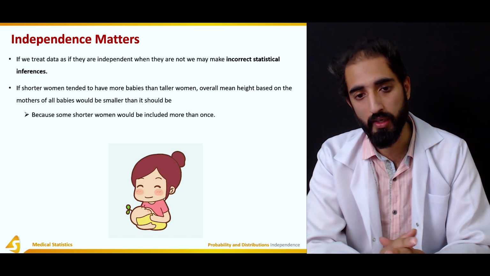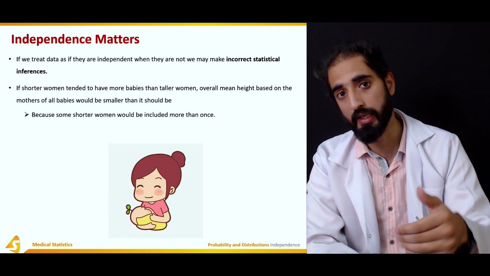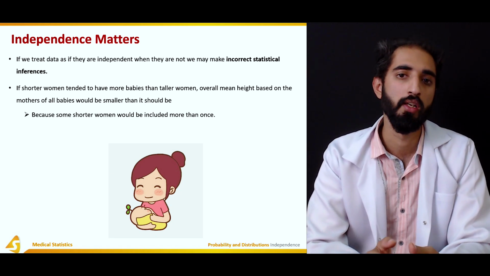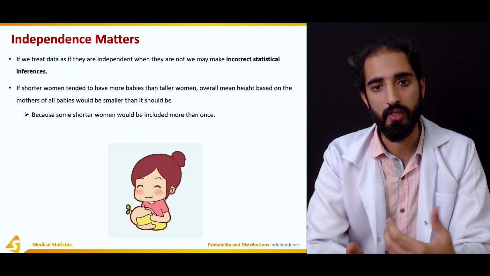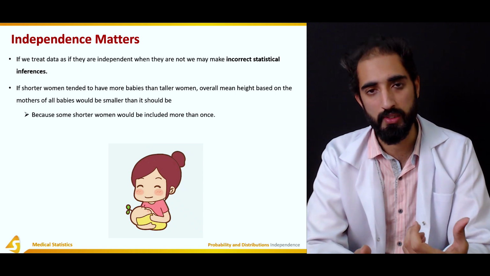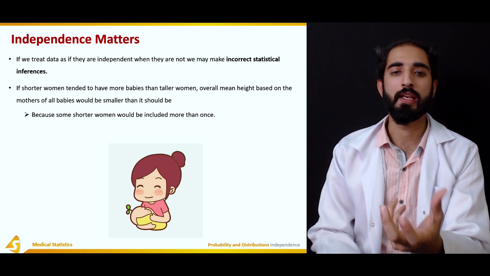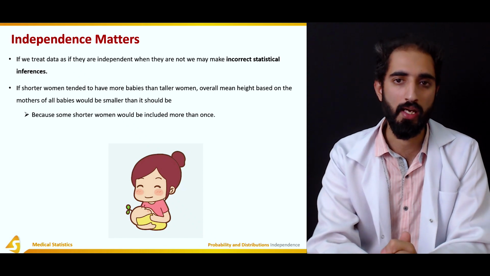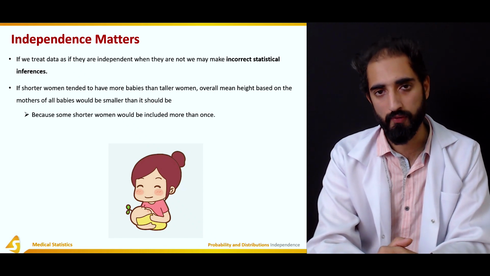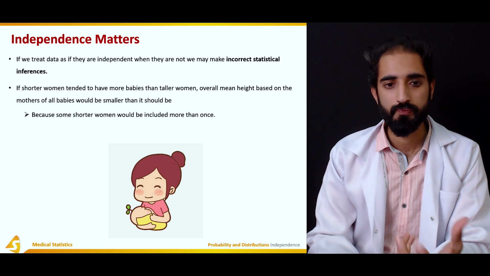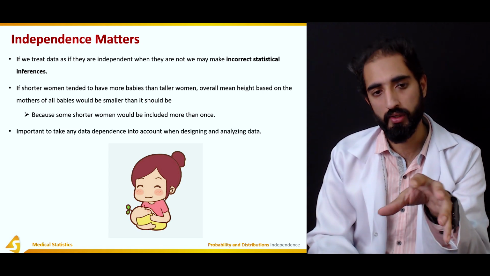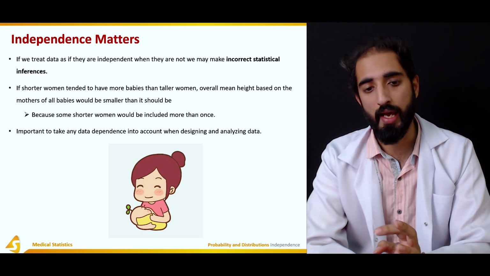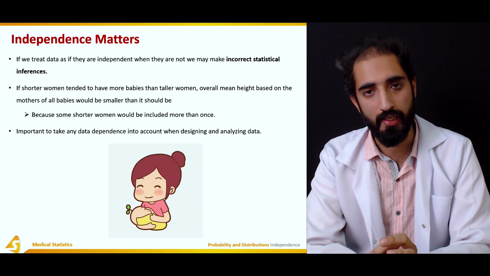Because some shorter women would be included more than once, and secondly, more shorter women would be getting pregnant and they would be included in the data. So once again, the overall mean height would not be the true representative of the population. So that is a way in which the independence, when not truly analyzed and interpreted, can affect our inferences. So it is important to take any data dependence into account when designing and analyzing data.